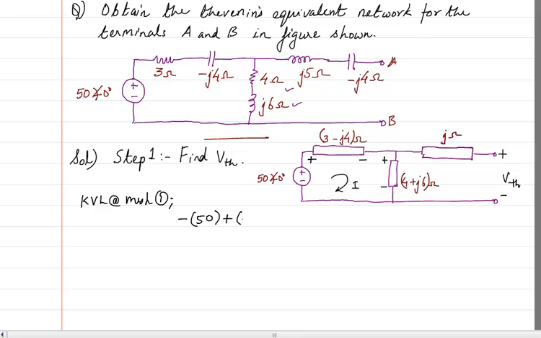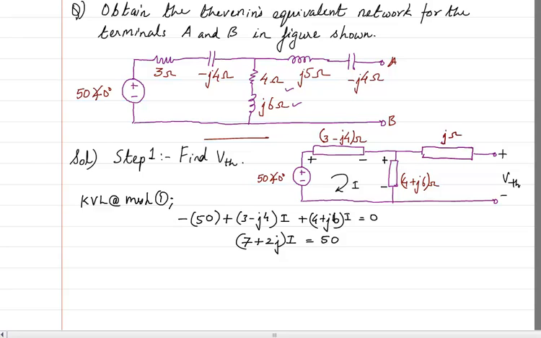plus 3 minus J4 into I, plus 4 plus J6 into I is equal to 0. From which I can write 3 minus J4 and 4 plus J6 both have the same I as the multiplying factor, so I can take I as common. So I will get 3 plus 4, which is 7, minus J4 plus J6 will give me plus 2J, times I, and I will take the 50 to the other side, so it becomes plus 50.